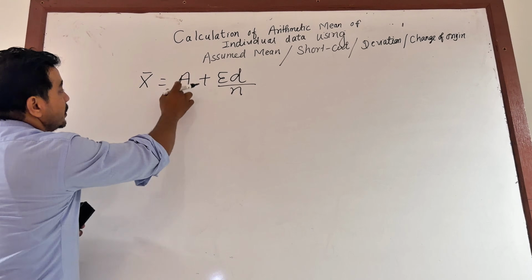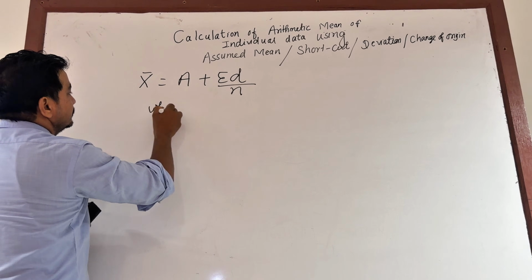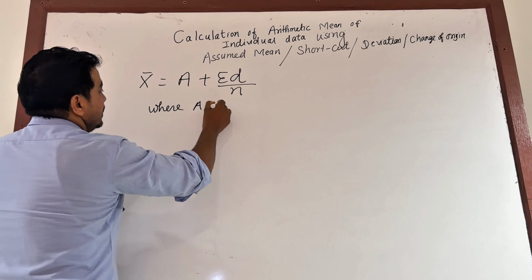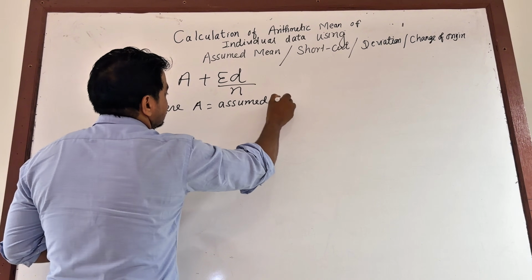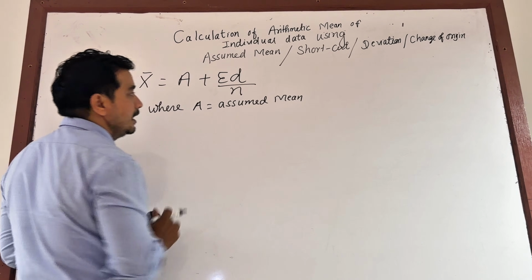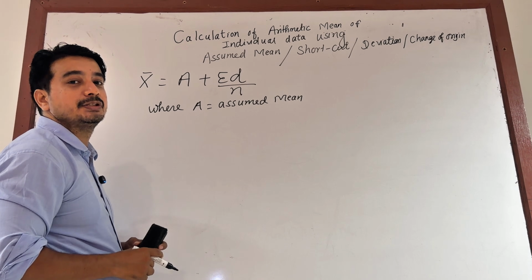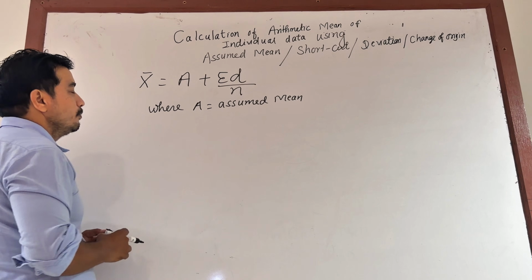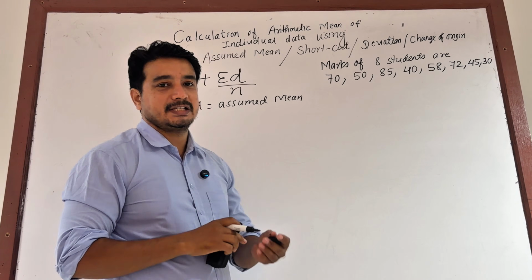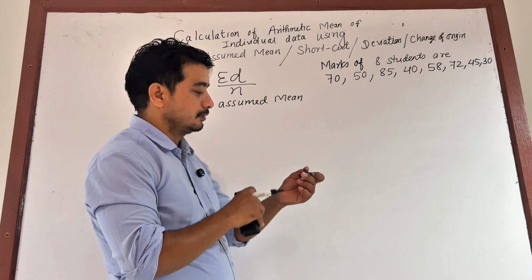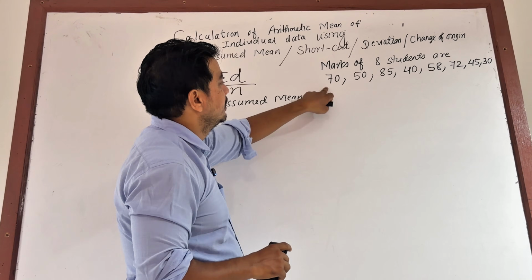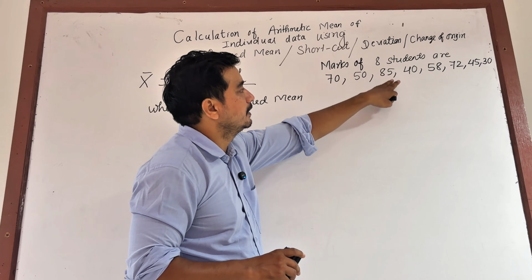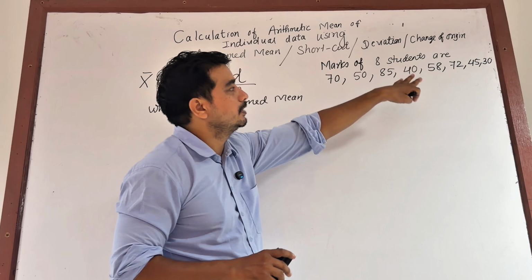What are the symbols used in this method? Here A means assumed mean. Let's take one data set, an individual data set. Marks of 8 students are 70, 50, 85, 40, 58, 72, 45, 30.